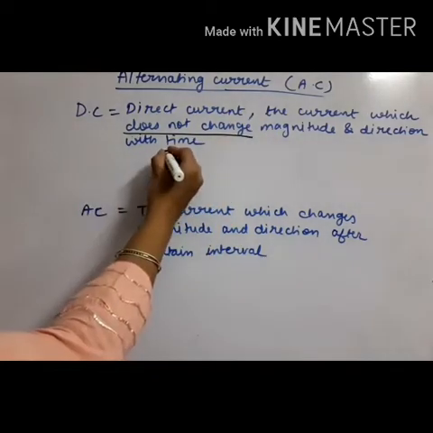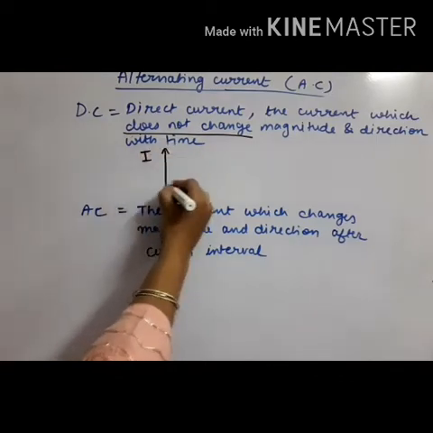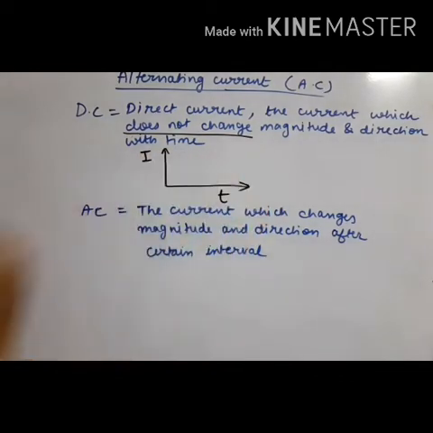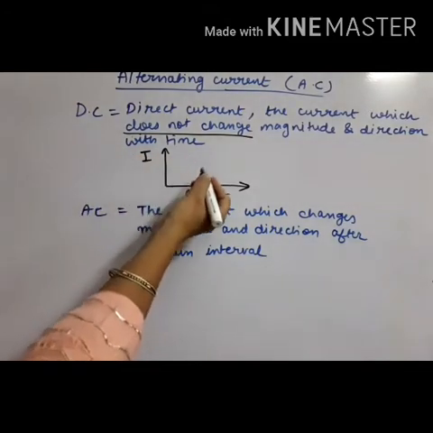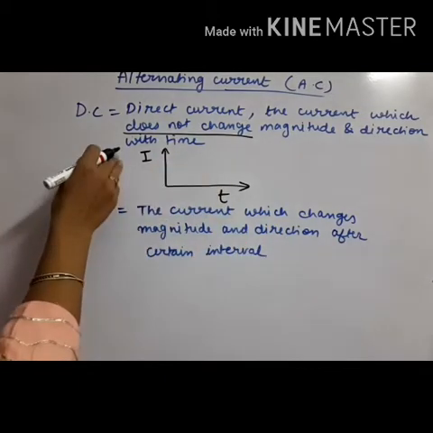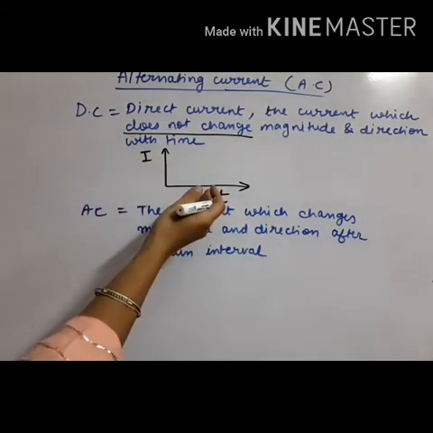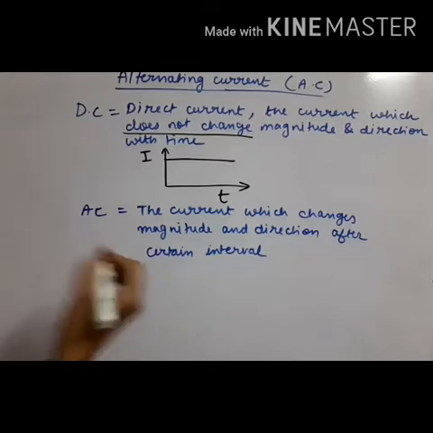So if we want to draw the DC current graph, the graph between I and T, it should be such that current does not change its magnitude and direction with time. Anything which doesn't change along the x-axis has a parallel graph. So the graph of DC is a parallel graph. Now let us come to this side.